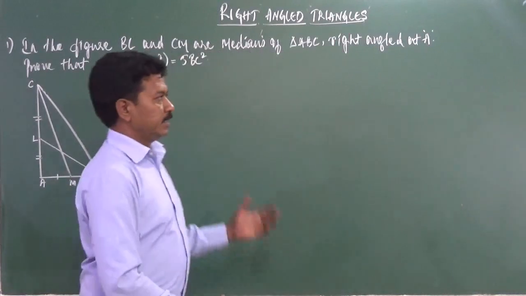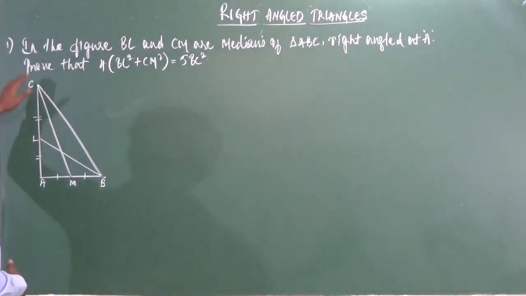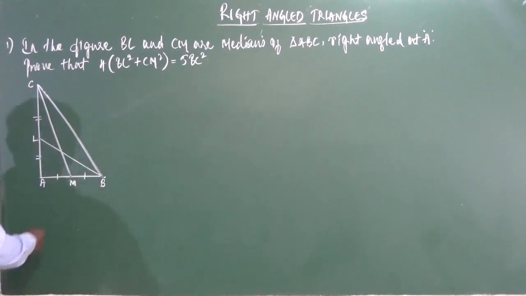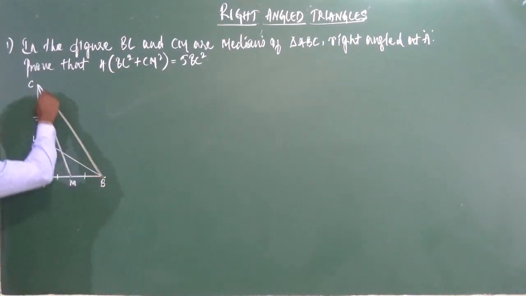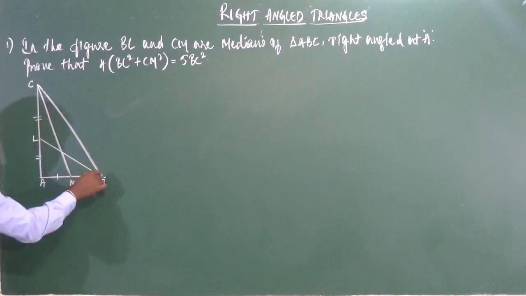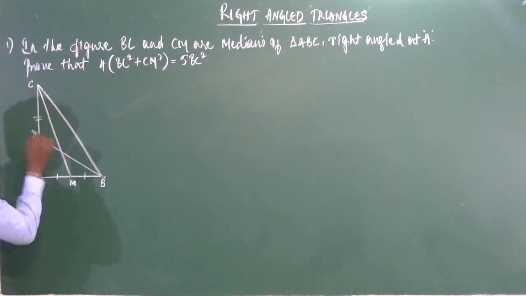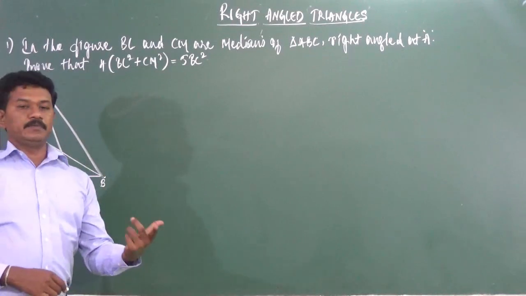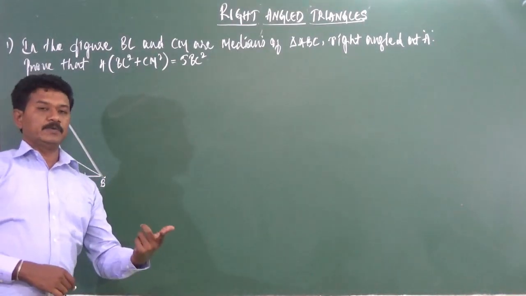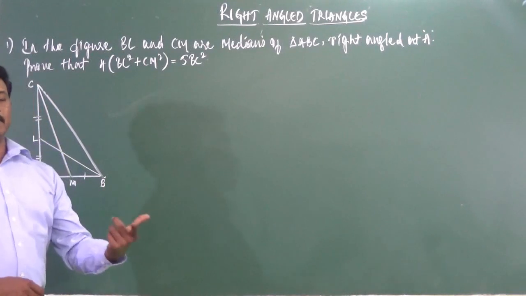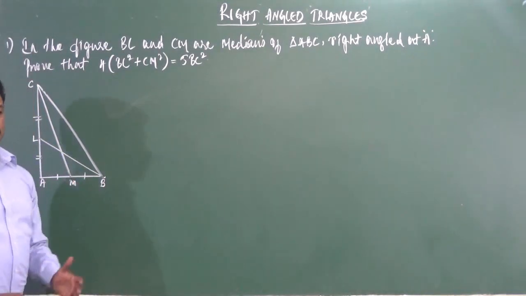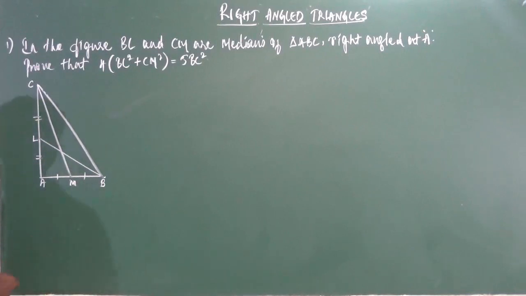Very important. Here is the rider. In the figure, BL and CM are medians of triangle ABC. So you can see triangle ABC here. So BL is one of the medians and CM is one of the medians. So median in the sense it divides the line, that is where it is going to get terminated, that line is going to get divided into 2 equal parts. That's the median which divides the base into 2 equal parts.